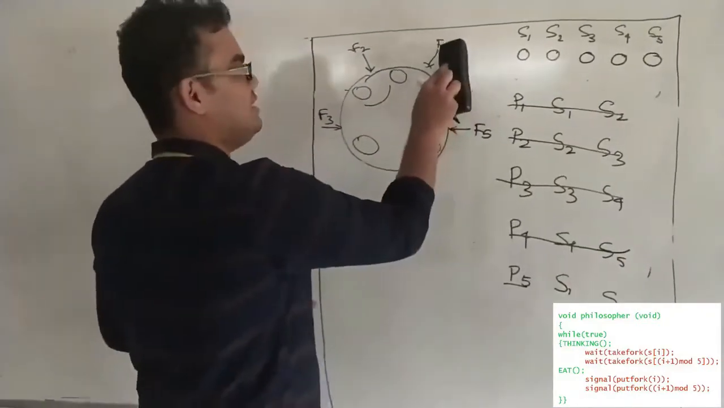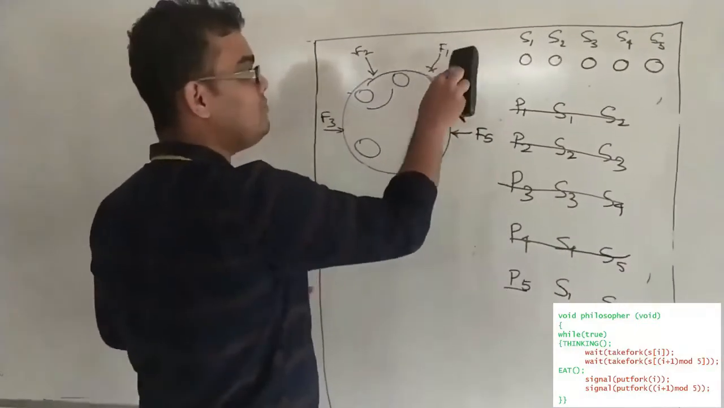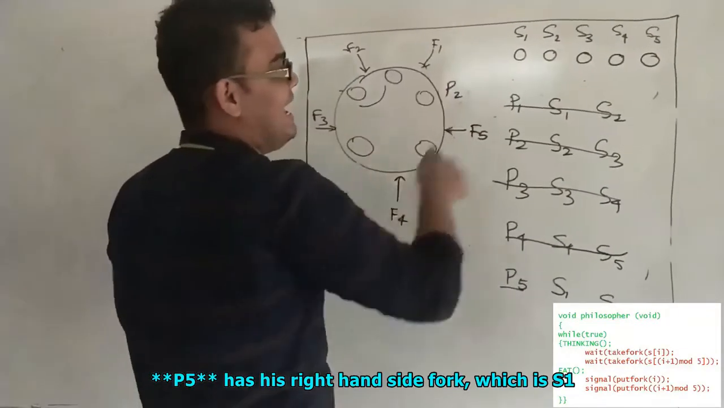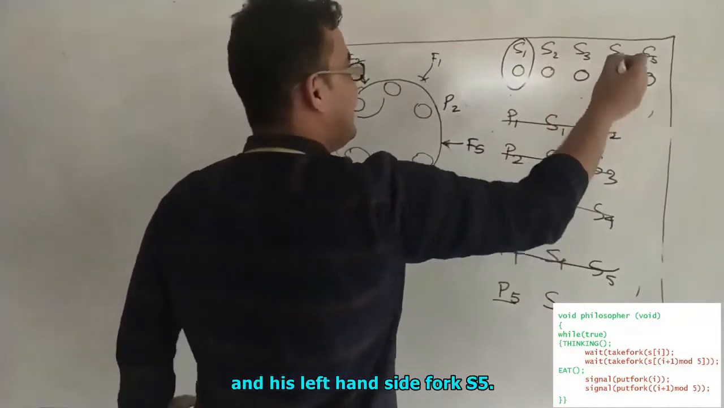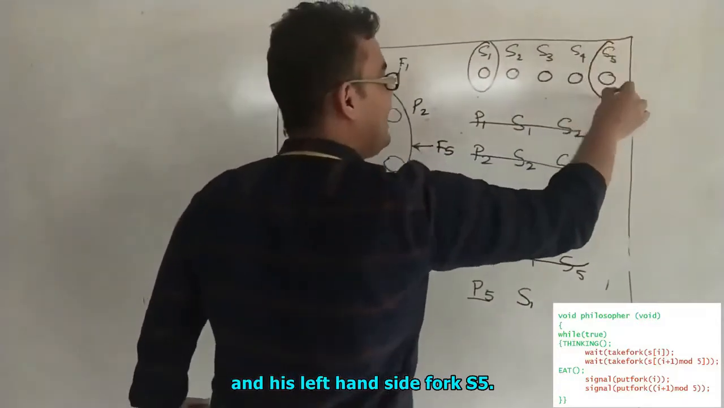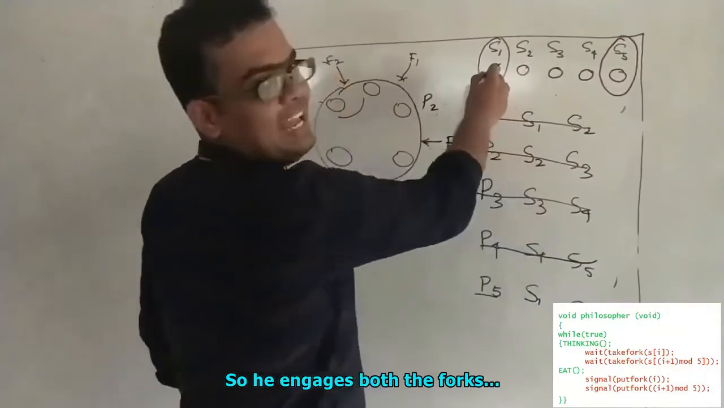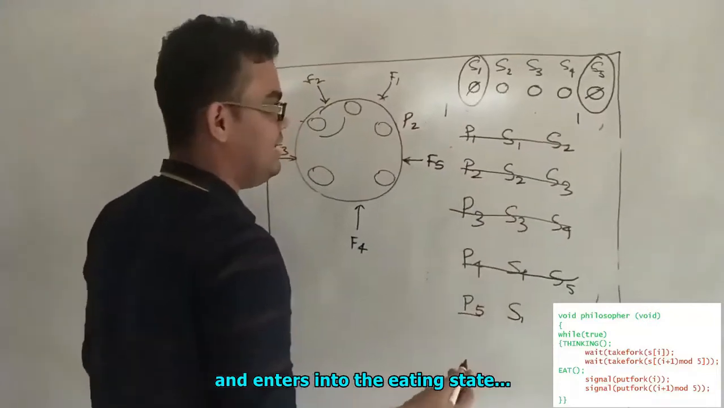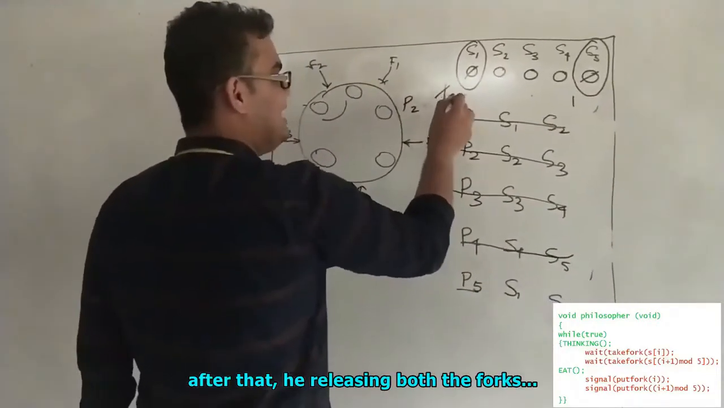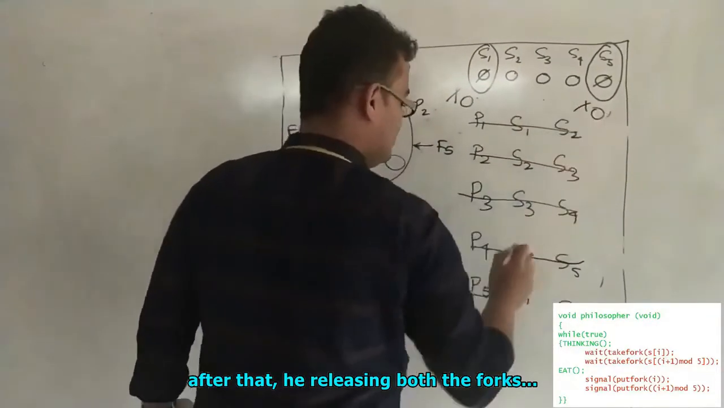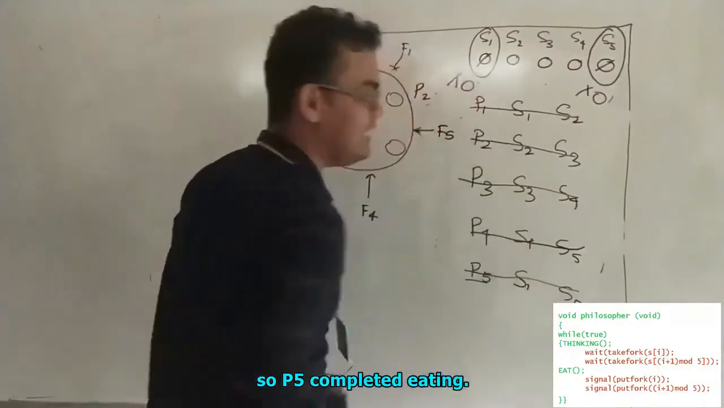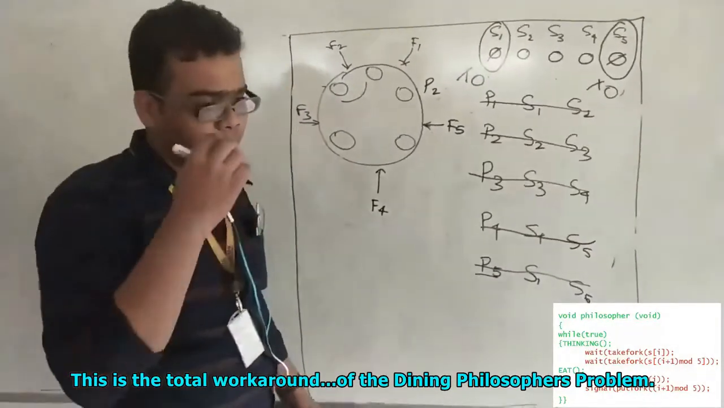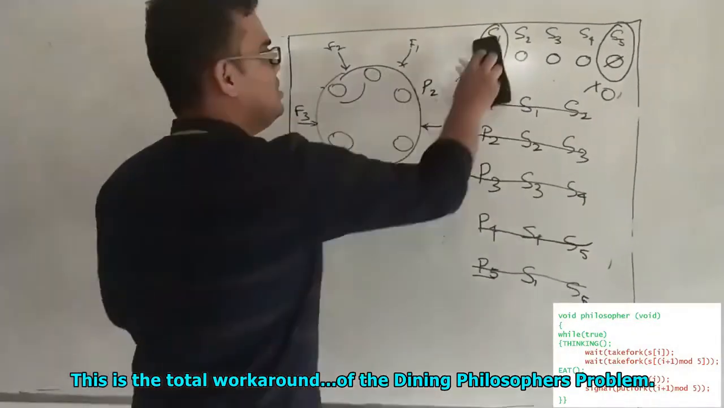Now P5 has his right hand side fork, which is S1, and his left hand side fork S5. So he engages both the forks and enters the eating state. After that, he releases both the forks. So P5 completed eating. This is the total workaround of the dining philosopher problem.